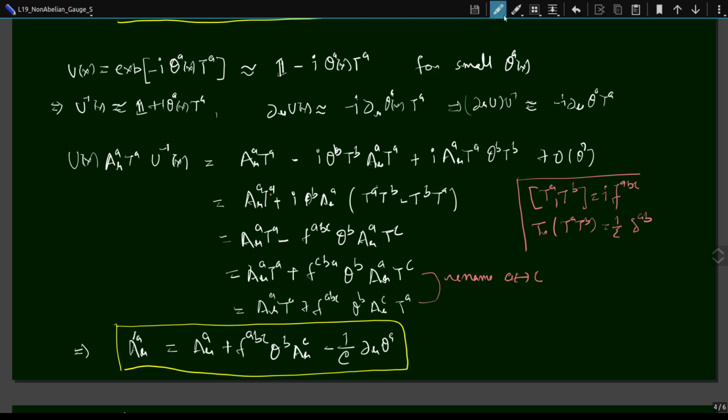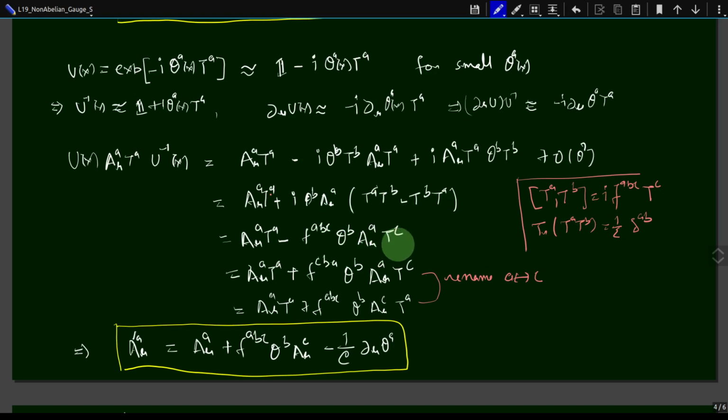And a normalization, that trace of T^A T^B is equal to half delta^AB. These two will be used, so I can replace this commutator with i times f^ABC T^C, so this expression will be achieved.